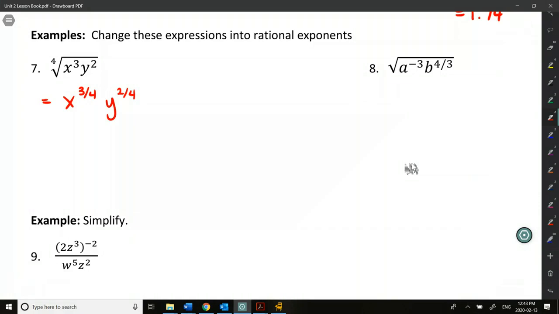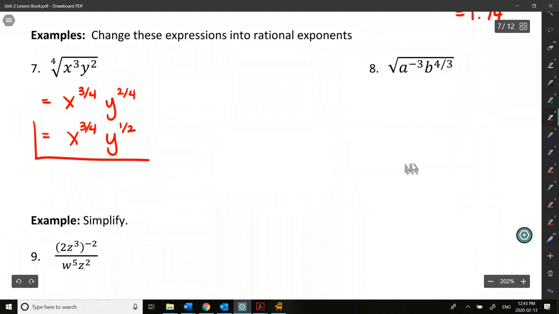And like Sheila suggested in the previous example, wherever we can reduce fractions, we always do that, right? So I don't usually ever write a fraction of 2 over 4. What would I write 2 over 4 as? 1/2. Yeah, 1 over 2. So just reduce, and then now we've got the exponents in rational form.